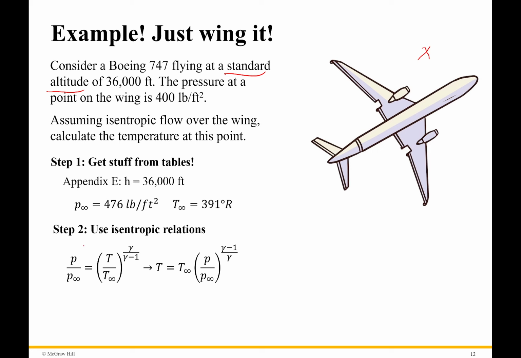What is the ratio? Well, I know the ratio of my pressure on the wing to the pressure in front of the wing, like way off in the distance where it hasn't been affected by the wing yet. And that'll be equal to the ratio of my temperature on the wing to the temperature way off in the distance. So I can then rearrange this. As a note, you'll do this rearrangement quite a bit, so you might want to write down this equation to find out what my temperature is on the wing at that particular point where my pressure is 400 pounds per foot squared.